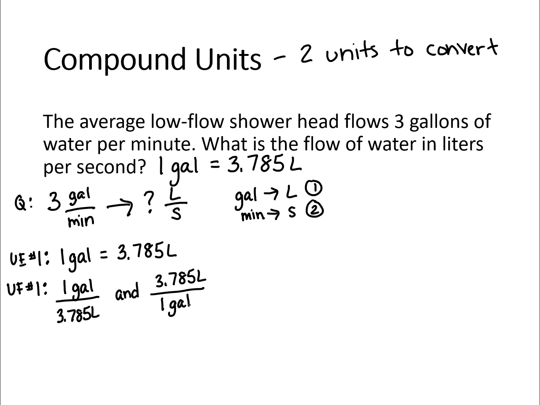So that one's simple. For the second part, we need to go from minutes to seconds. So if I have 1 minute, how many seconds do I have? This should be something that you shouldn't have to look up because you've been dealing with time all your life. Yeah, 1 minute is 60 seconds.